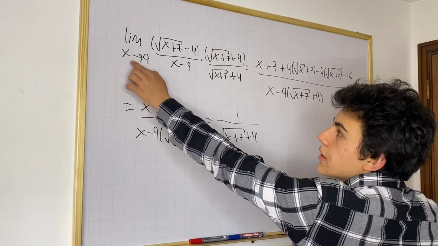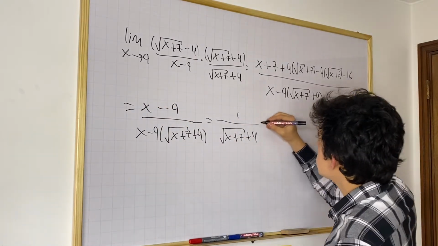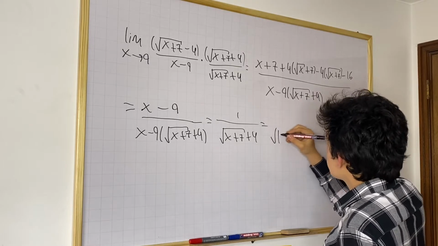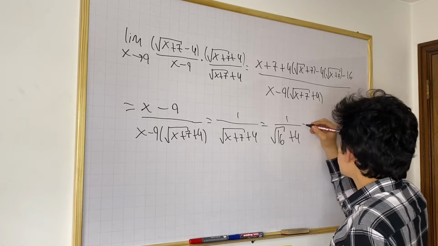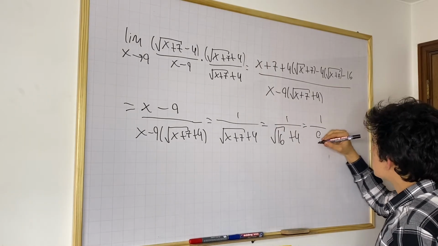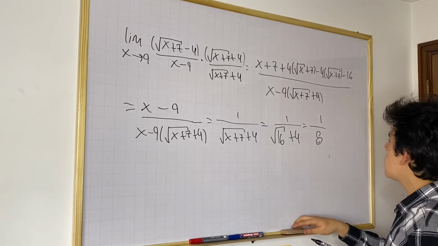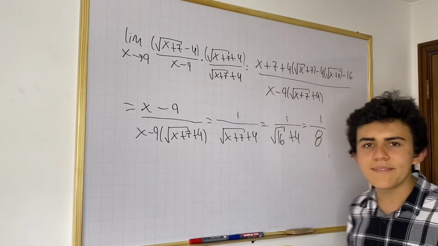So now we're taking the limit as x approaches 9. That would be equal to 1 over square root of 16 plus 4. Now we're going to say that's just 4, so we get 1 over 8 as the result. That's supposed to be an 8. We get 1 over 8 as the result of our limit, okay?